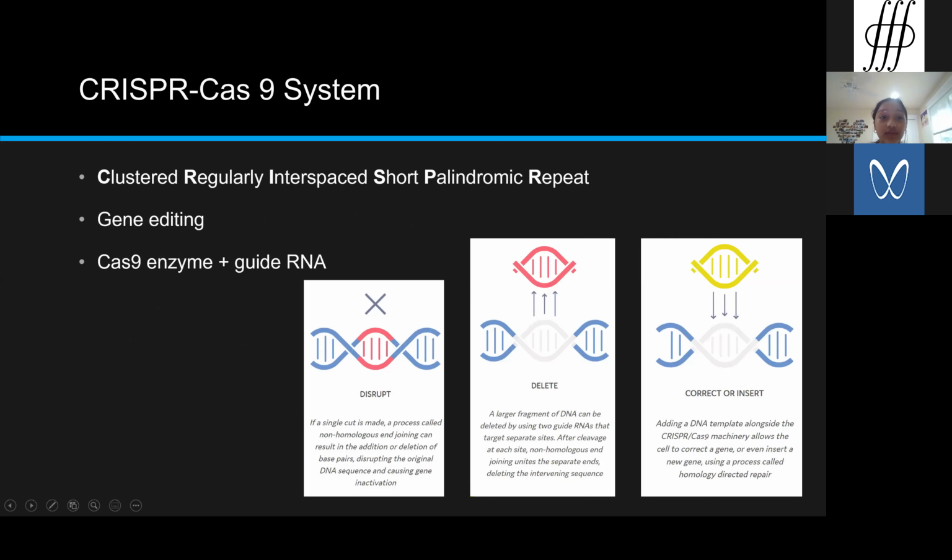Okay, so the CRISPR-Cas9 system. CRISPR stands for clustered regularly interspaced short palindromic repeat, and it's a gene editing technology used to modify, delete, or correct precise regions of DNA. The CRISPR-Cas9 system is made out of the Cas9 enzyme and the guide RNA. Basically, what it does is it'll cut the DNA and then let the natural DNA repair processes take over.